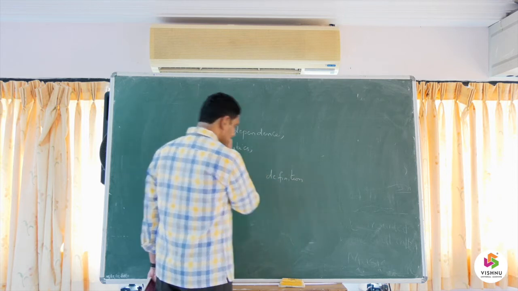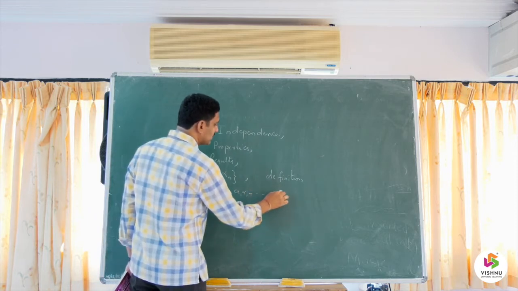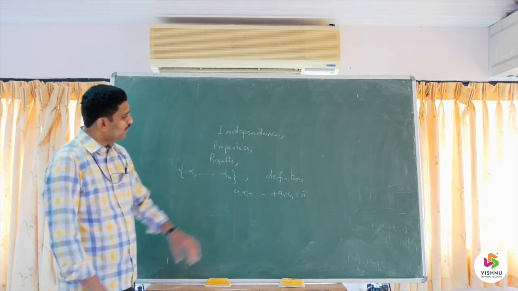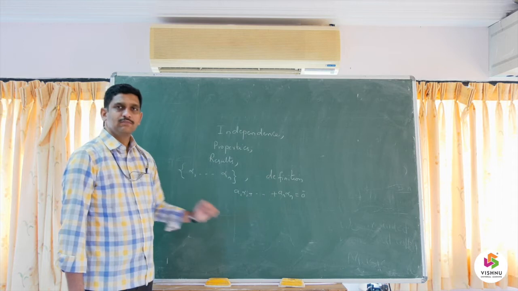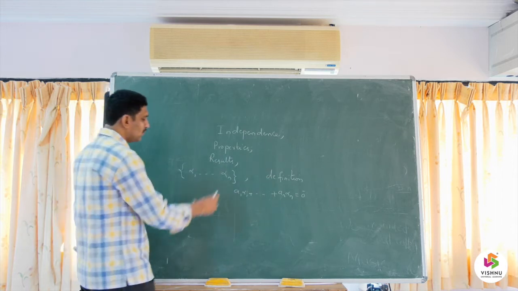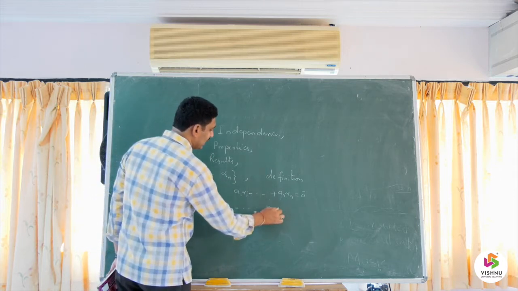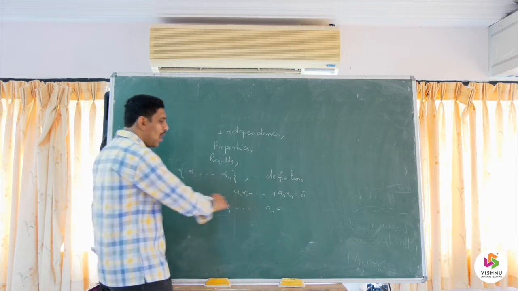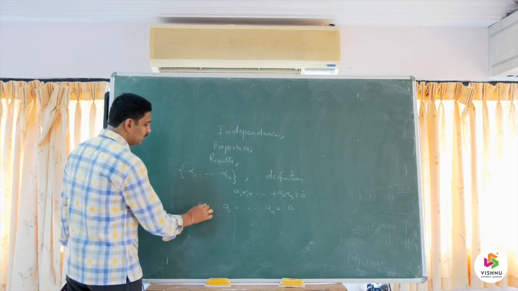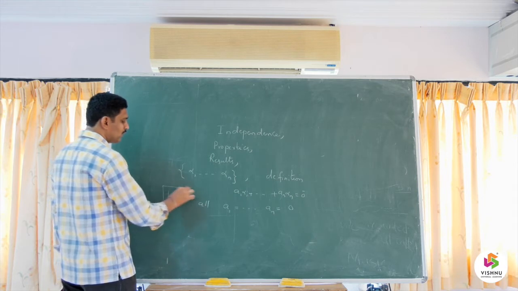So, what is it? We will write the linear combination a1 alpha 1 plus so on plus an alpha n equal to 0. Then we will get a set of linear equations in the scalars a1, a2, so on an. Now, we solve them. If all scalars are 0, then we say that it is linearly independent. In short form, we write LI.